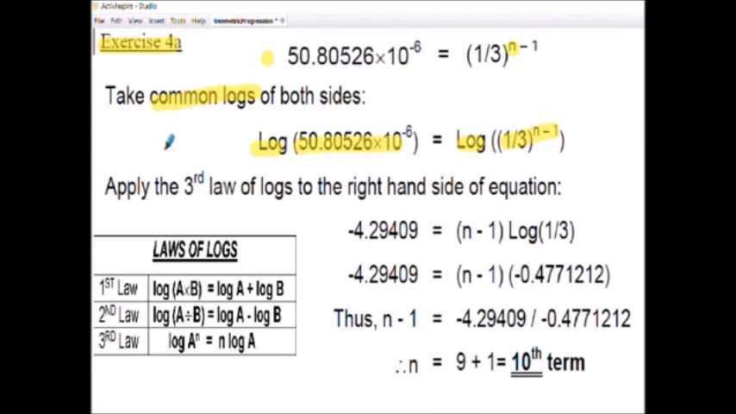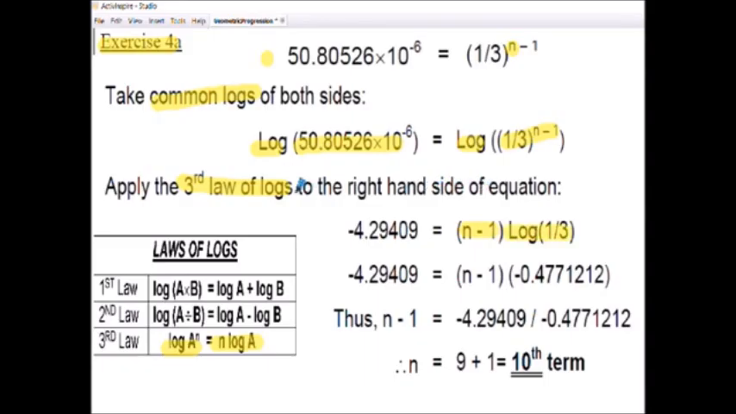I'm going to apply the third law of logs here to solve this equation. Now the third law says if you have something in the format of log a to the n, which is my log 1/3 to the power of n minus 1, I can write it as n log of a. So in this case on the right hand side of the equation, I can take the n minus 1, which is the n in the third law, and multiply it by the log of 1/3.